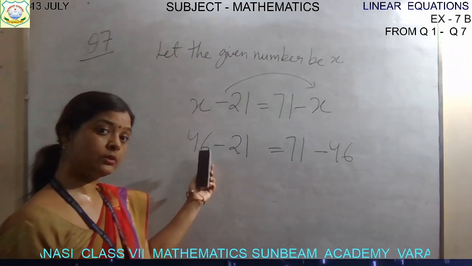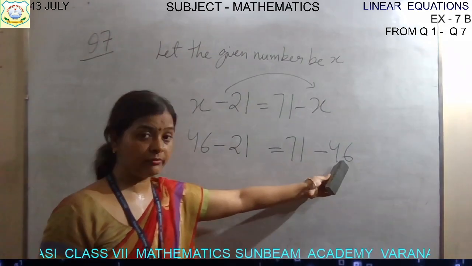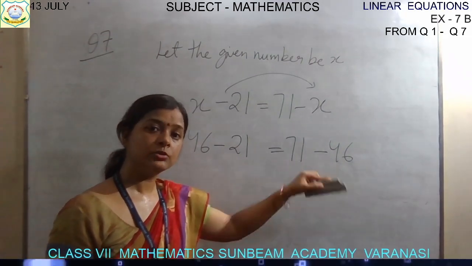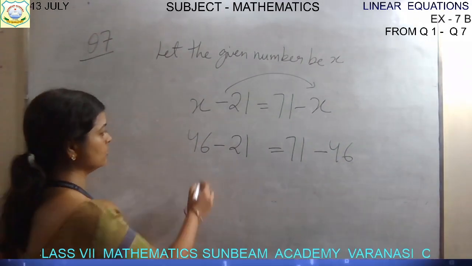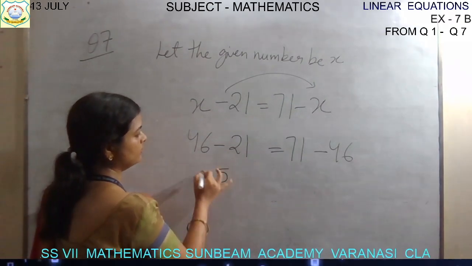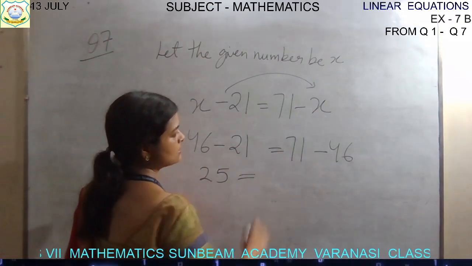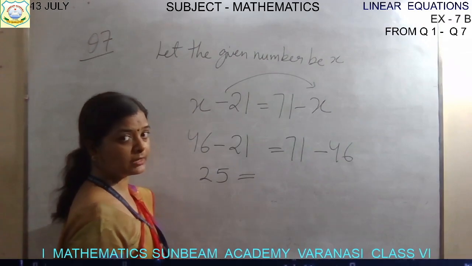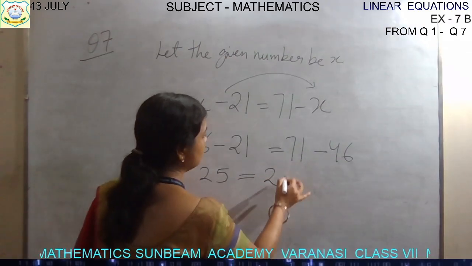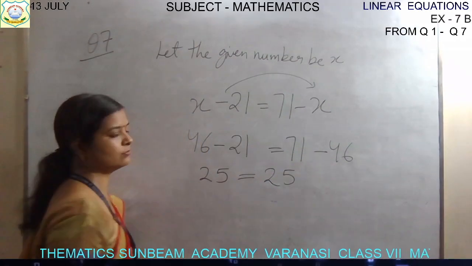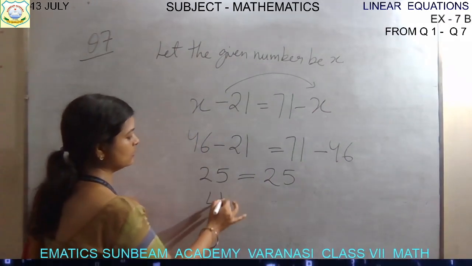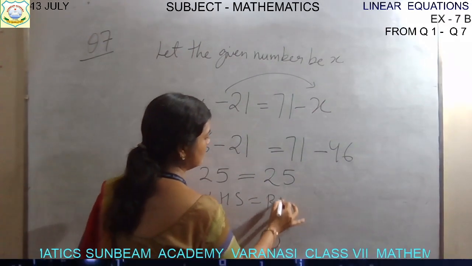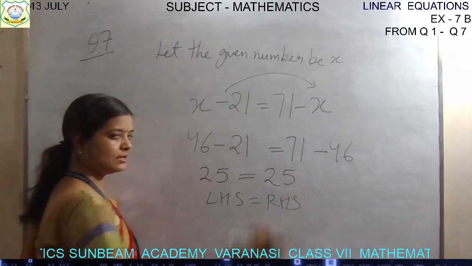This 46 is as much greater than 21 as it is smaller than 71. So subtracted, it will become 25. Now if you subtract 71 minus 46, your answer will be 25. LHS is equal to RHS. Hence, our answer is correct.